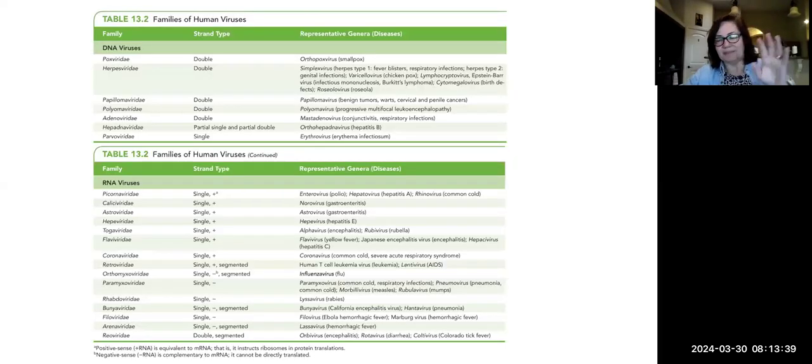And so just to have an idea, here are the different families of viruses that affect humans. Some of them carry DNA as their genetic information. For example, some of the herpes viruses, they're double-stranded DNA, papilloma viruses. And then we also have some that carry RNA. Some of it's single-stranded, some of it is double-stranded.